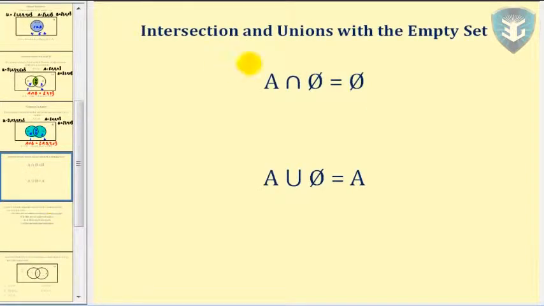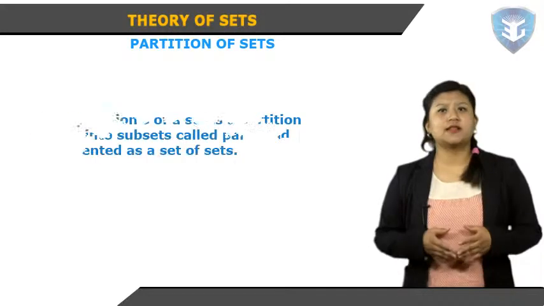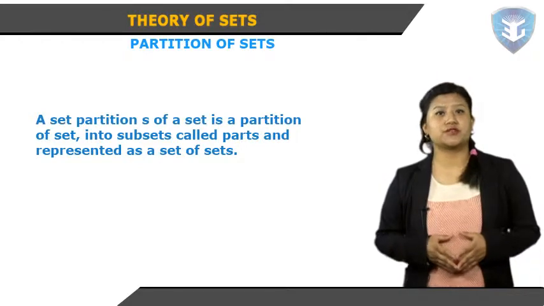And a couple things to mention about the empty set. Any set A intersected with the empty set will equal the empty set, and the union of any set A and the empty set will always be the set A. Let's now talk about the partition of sets.